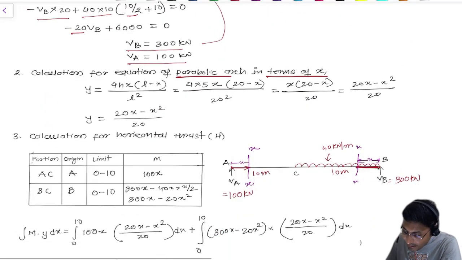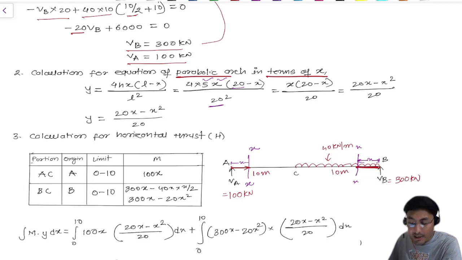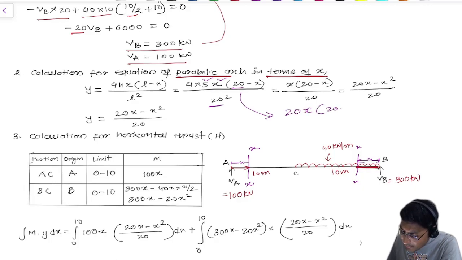We have written x as it is. Now L is replaced by 20, so 20 minus x divided by 20 square. Now just solve it. How will it be solved? 4 into 5 is 20x. I'll just solve it for you. So it becomes 20, x in bracket 20 minus x, divided by 20 square.